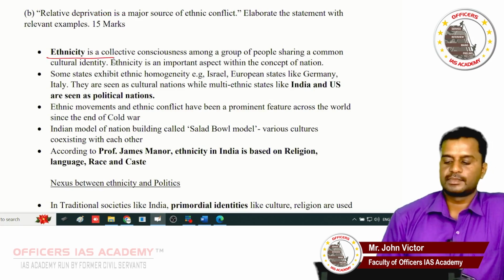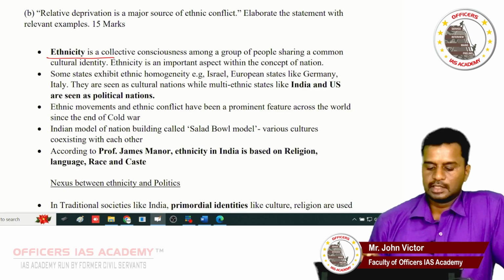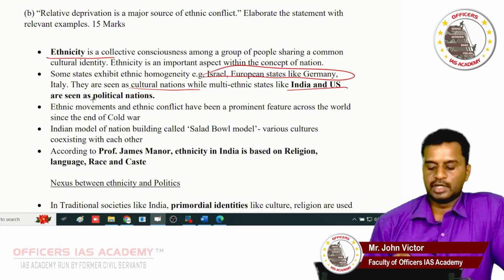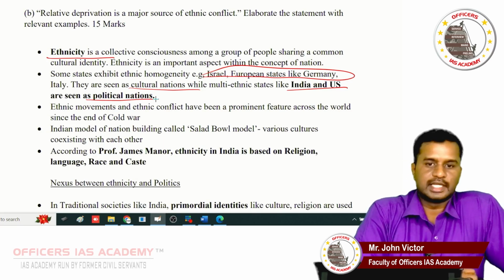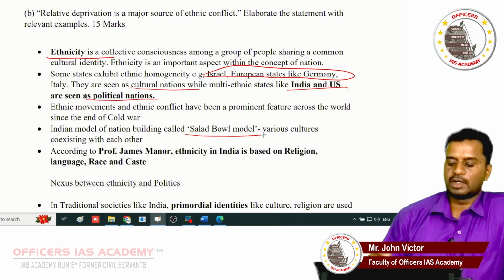Ethnicity is a major factor. Some countries are homogeneous in culture. They are called cultural nations. Examples are Israel and European states. On the other hand, states like India and the US are political nations. These countries have so many cultures. They are ethnically diverse. The Indian model is called the salad bowl model.